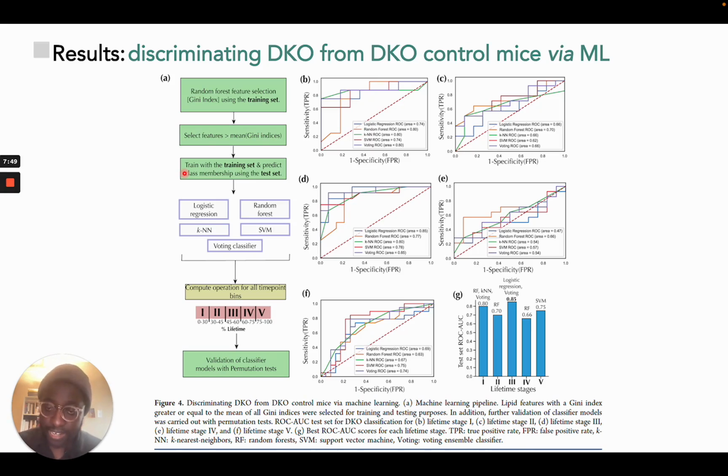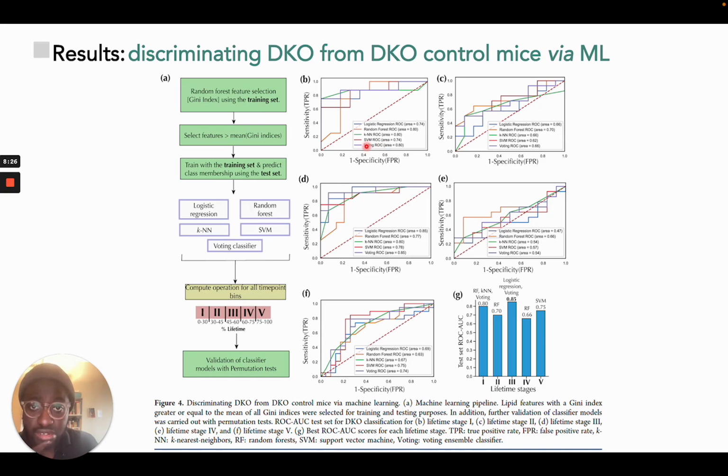And I also added a voting classifier, an ensemble method consisting of these 4 previously mentioned machine learning methods, and soft voting was used. Each of these was applied to each of the 5 lifetime stages to do the training, to make the test prediction. And additionally, we did some validation of the classifier models. So these are the best performing classifier model with permutation test.